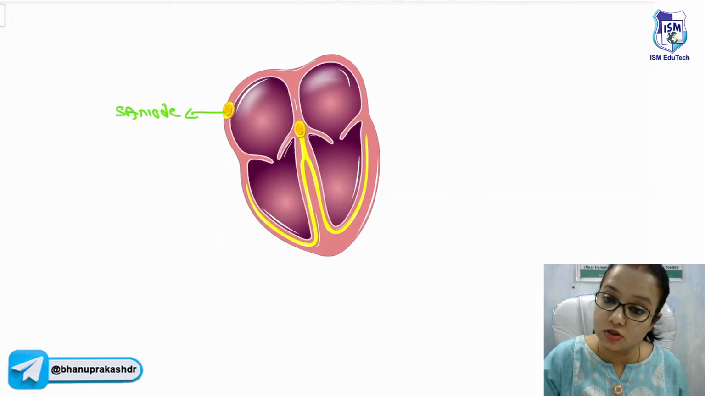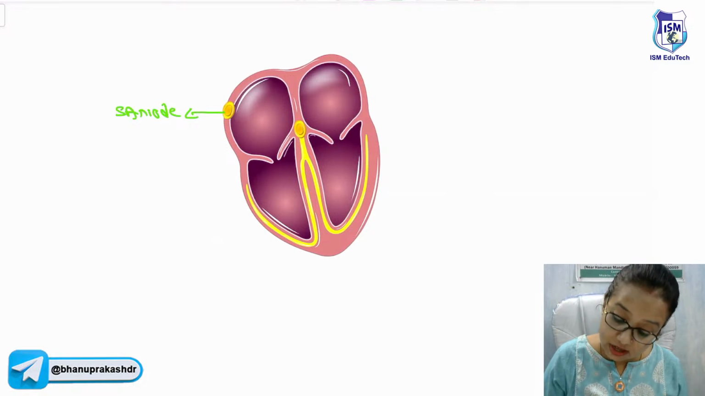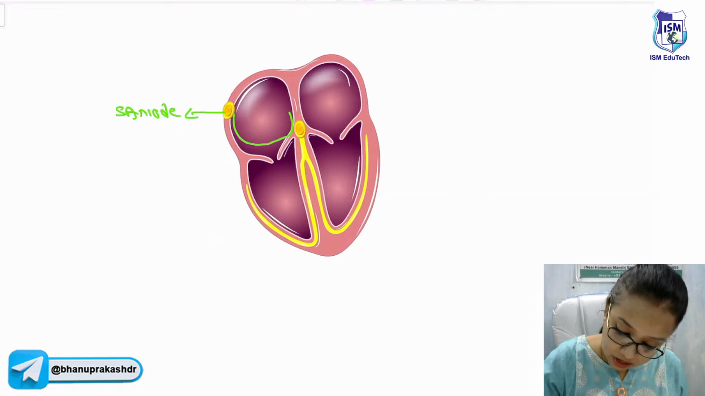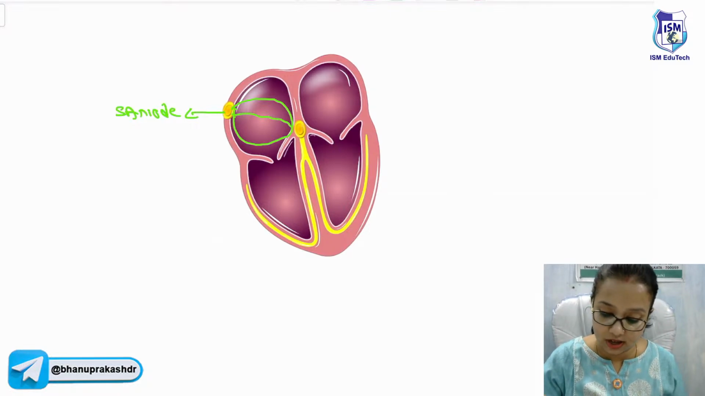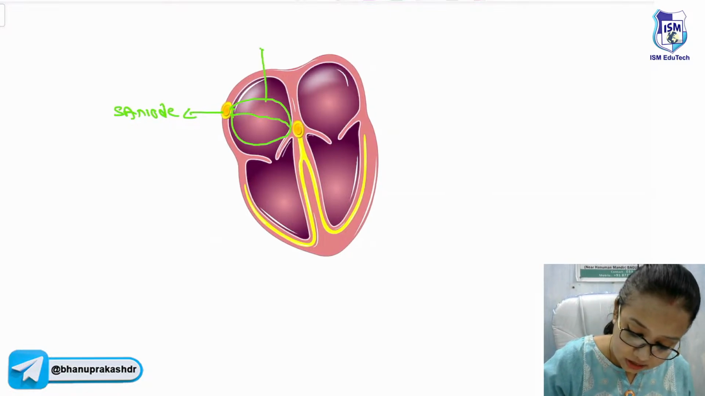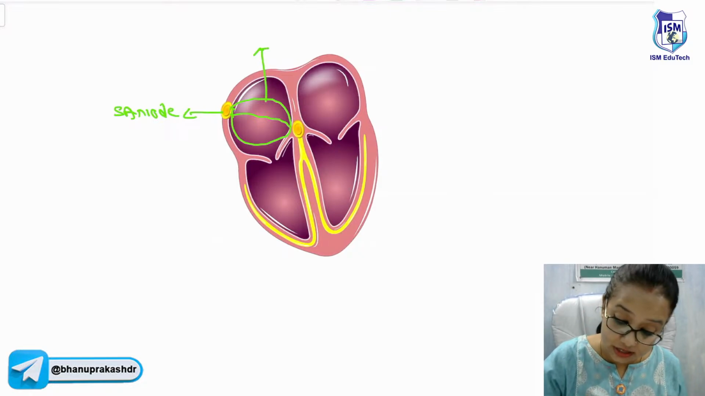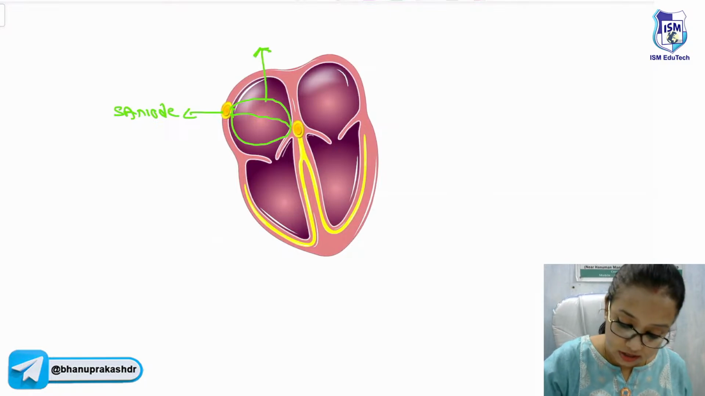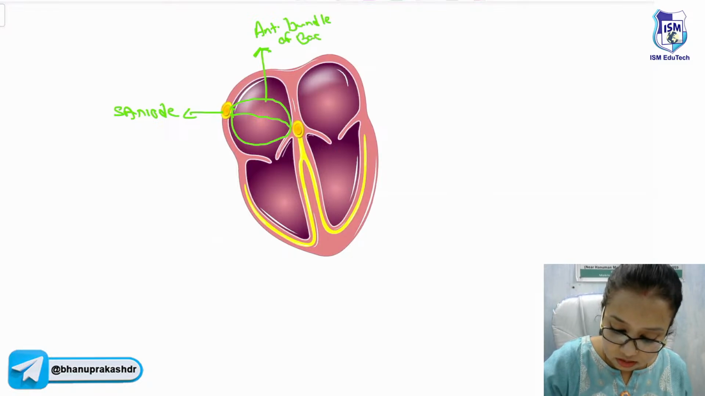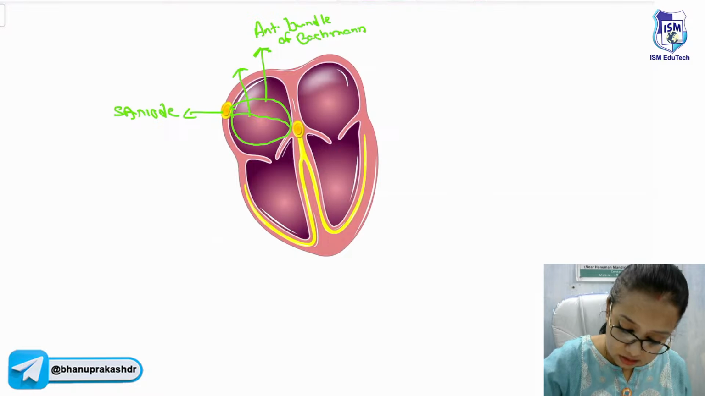Once this SA node generates the impulse from the right atrium to the AV node, this impulse is passed through the three internodal structures. The three internodal structures through which the impulse passes from the right atrium to the AV node, which is the start of the ventricle also. This is the anterior bundle of Bachmann.